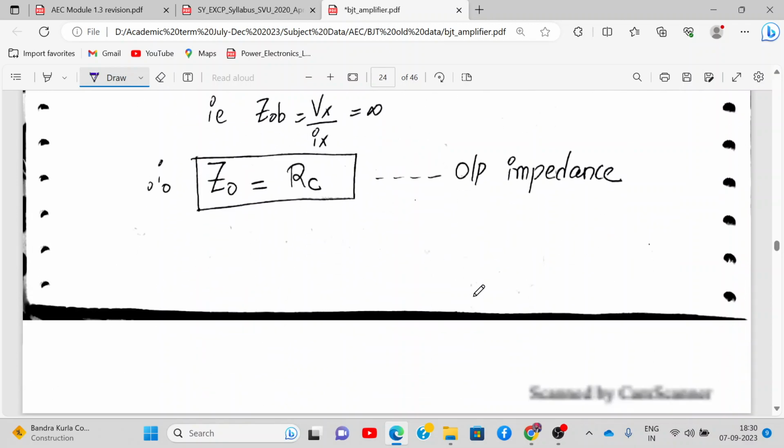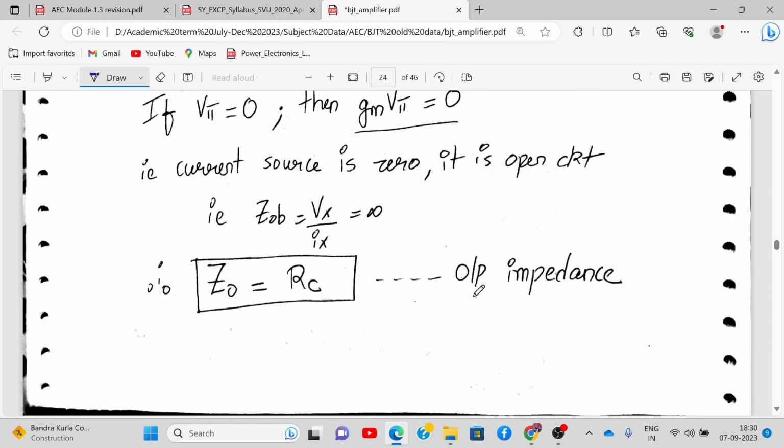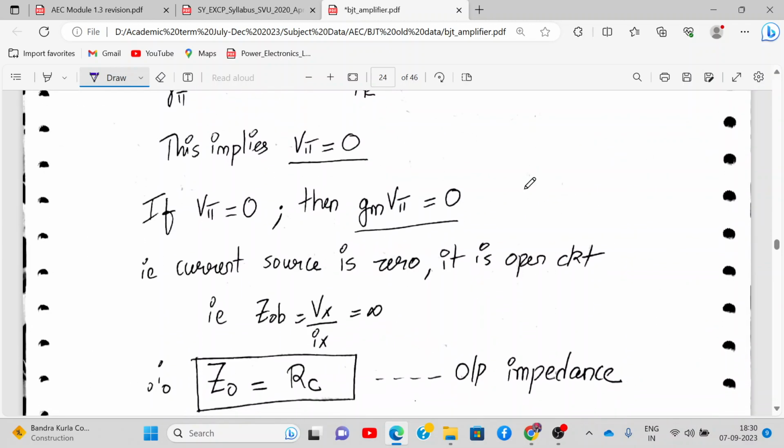Are you getting it? So will you refer these derivations, students? Please refer these derivations. This will be given in the BJT amplifier PDF. I think I uploaded that last time. Is this fine to you, everyone? Yes, sir. Okay, fine.